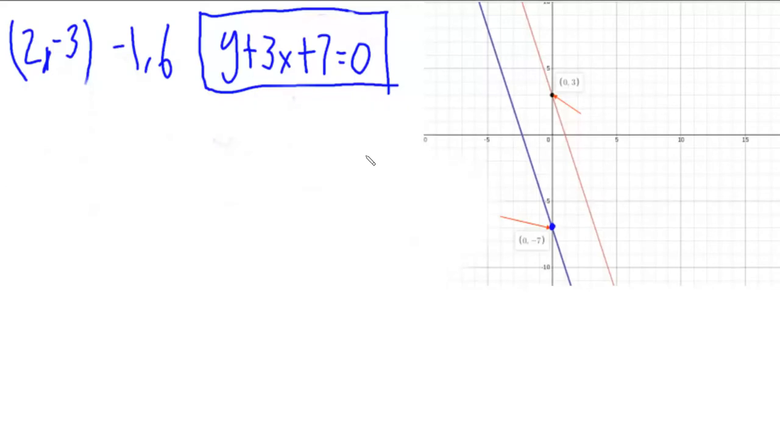Guys, I'm back with another video, and today we're going to find these two line equations, or solve for them, and then we're going to look at this graph and see how it relates. Now let's do this one: y plus 3x plus 7 equals 0.